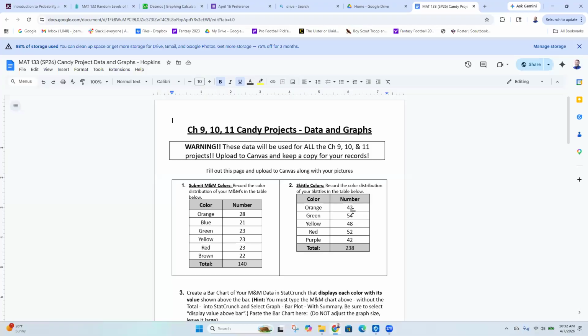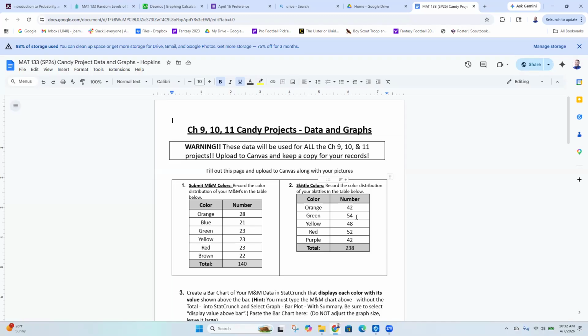All right, which Skittles color had the lowest count in your sample? There's a tie, just pick one. Lowest count. Let me go look at my data. My lowest, I had orange and purple. They were both the lowest at 42, and I just have to pick one. I'll do purple.